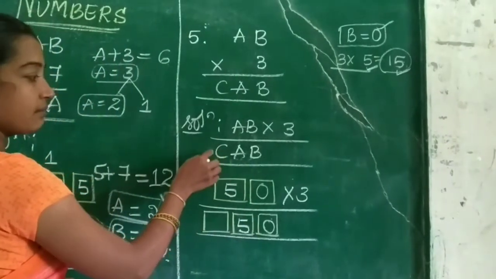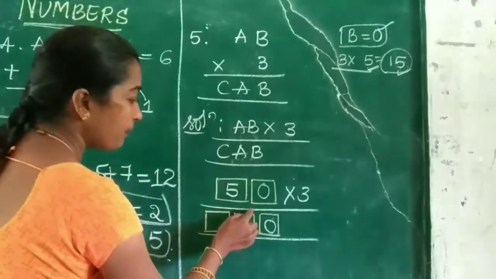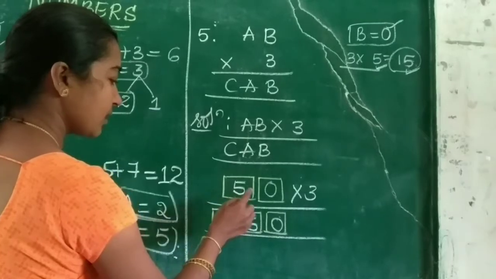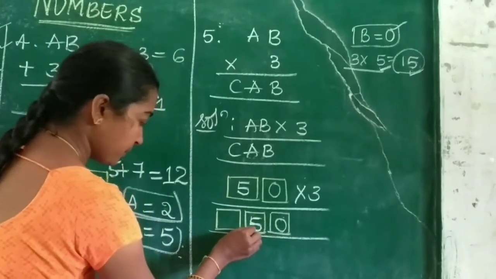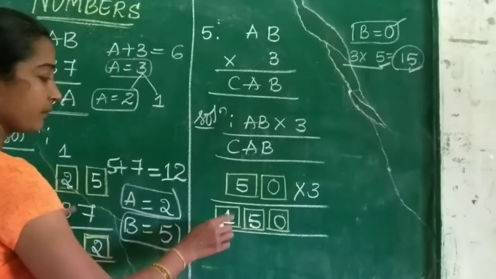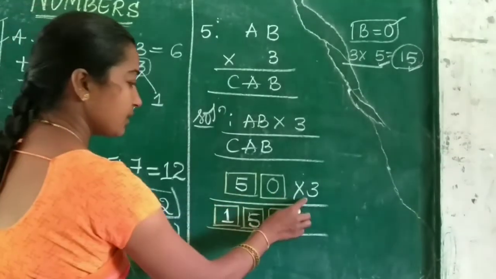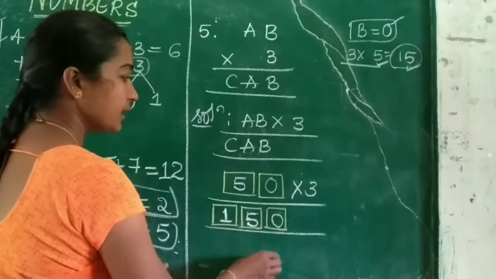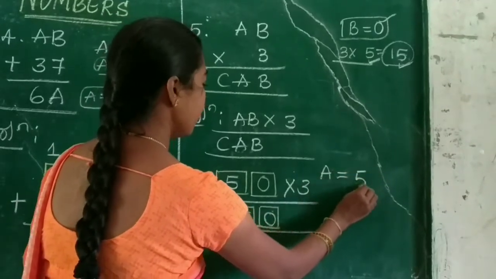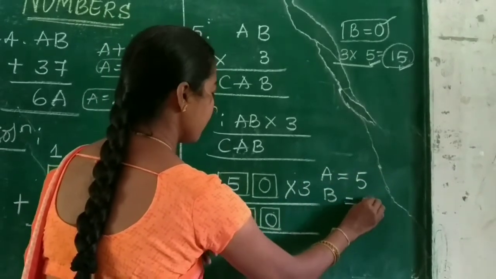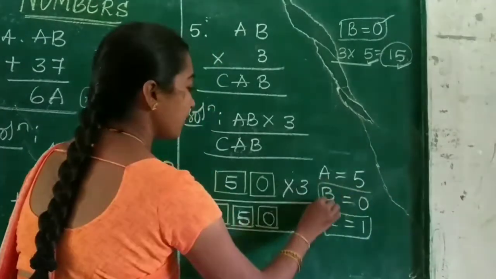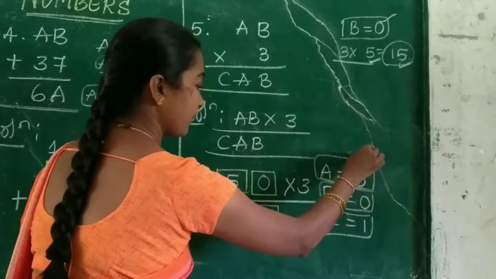Now let us find the value of C by multiplying. 3 with 0, 0. 3 5s are how much? 15. Here already 5 is there. Next, the number remaining is only 1. Now look once again. 3 times 50 is 150. Here the value of A is how much? 5. The value of B is 0. Now the value of C is 1. These are suitable for our problem.